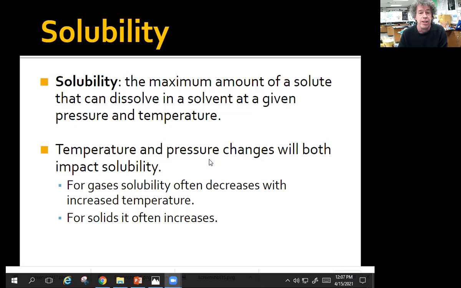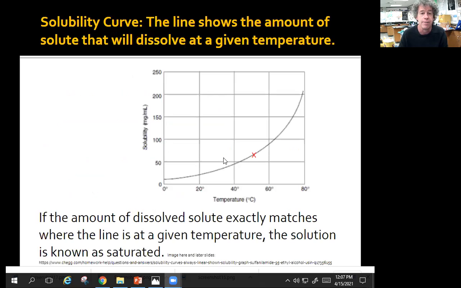Now, solubility is the maximum amount of solute that can be dissolved in a solvent at a given pressure and temperature. And so both of those will impact the solubility. Generally, for gases, solubility often decreases as you increase temperature. For solids, it tends to increase.